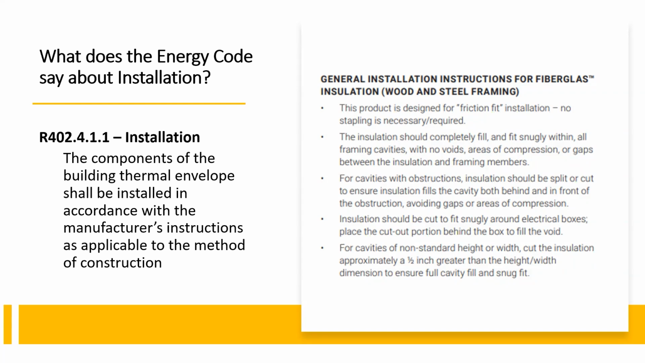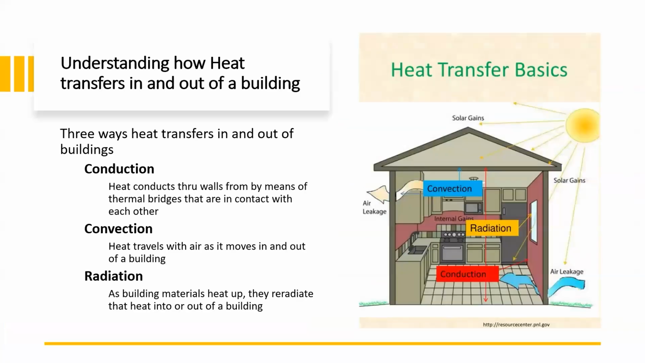For cavities of non-standard height or width, cut insulation approximately a half inch greater than the width. This is basically saying it needs to be cut to fit. Cut to fit, by manufacturer's instructions, means you cut it a half inch bigger so that it can be friction fit and fully in contact with all sides. If you don't, it'll leave a gap.